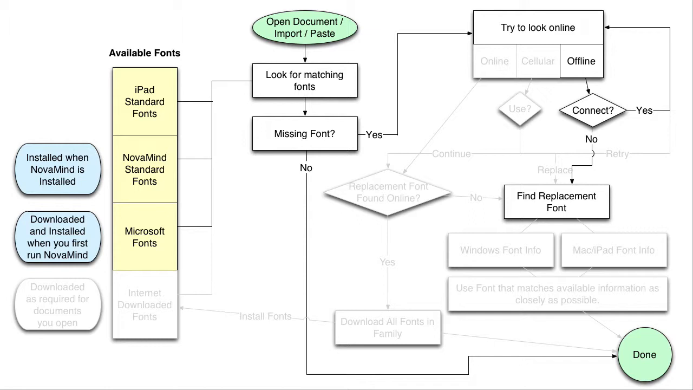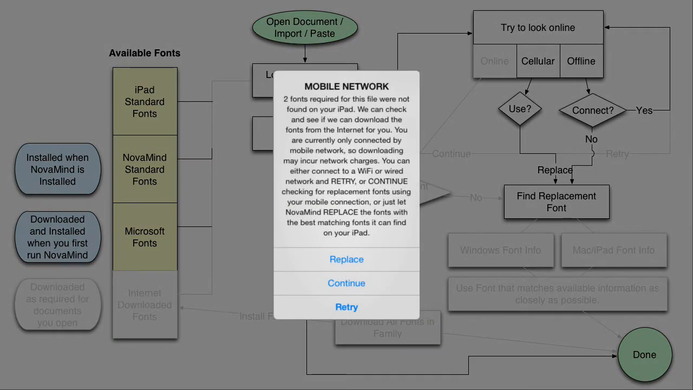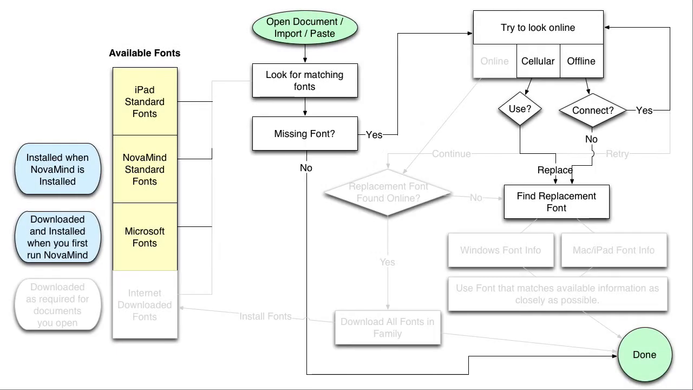If you are connected but only by a cellular connection, NovaMind will prompt you to confirm whether you want to use that connection, like this. If you choose the Replace option, it will not connect to the internet but will instead replace the fonts with the most appropriate replacements it can find. If you choose to continue, NovaMind will use your existing cellular network connection to check for available fonts. The process is not downloading huge files, so it's unlikely to be a problem, but we thought we should give you the options just in case you're on expensive roaming data services or something like that.